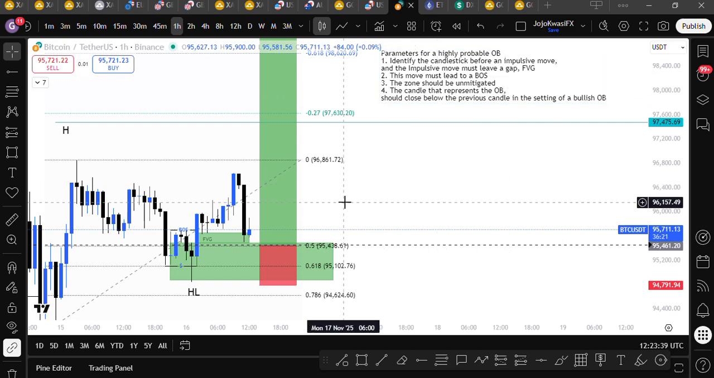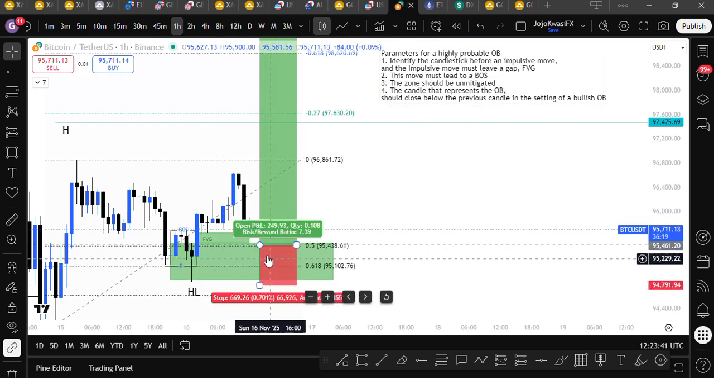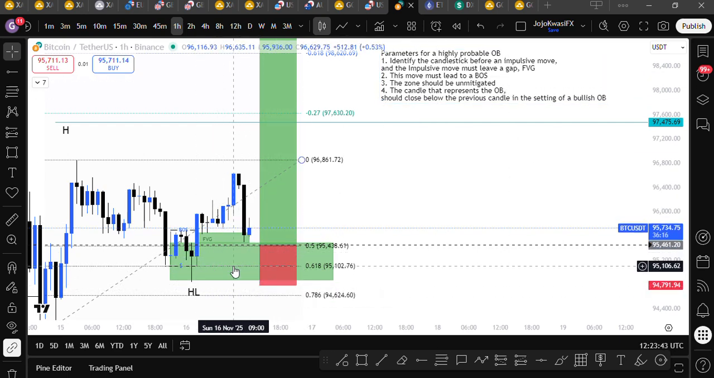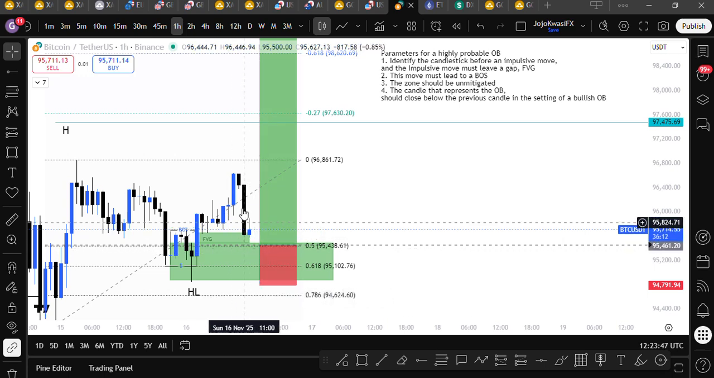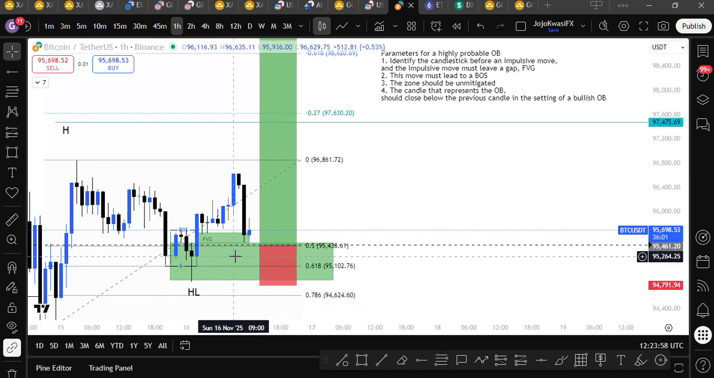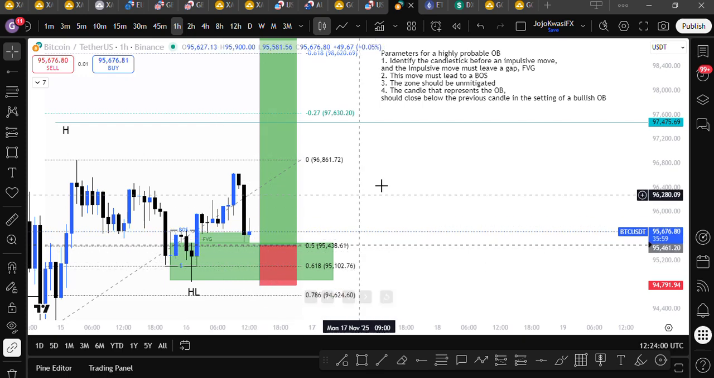Then the zone must be unmitigated. This is the zone we've highlighted. Unmitigated means the zone must be fresh. The zone must not be touched. So far, the zone hasn't been touched yet. This bearish candle tried to touch it, but it didn't really touch it. So the zone has not been touched yet. The fair value gap has been mitigated, but the order block zone has not been mitigated yet.